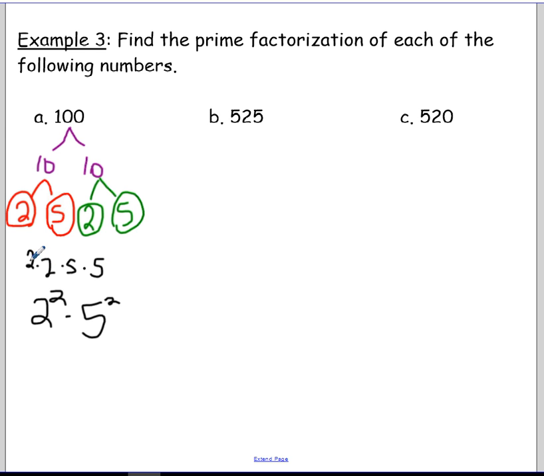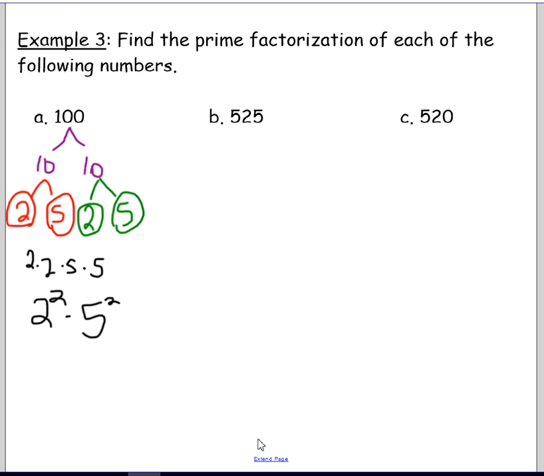And if we look at that, 2 times 2 equals 4. And we'll take our 4 times 5, which equals 20. And then the 20 times 5 gives us 100. And that is useful in simplifying fractions, and we'll see that in just a little bit.